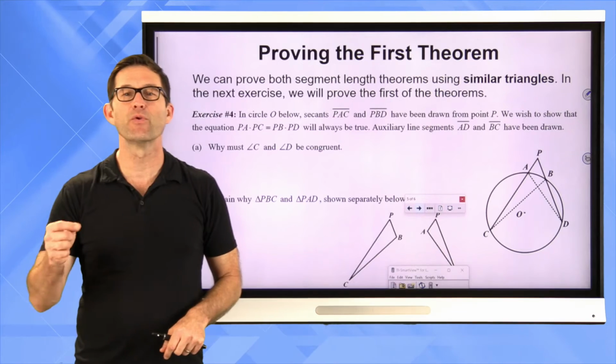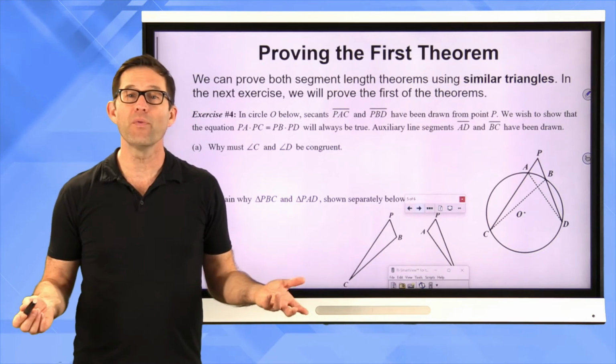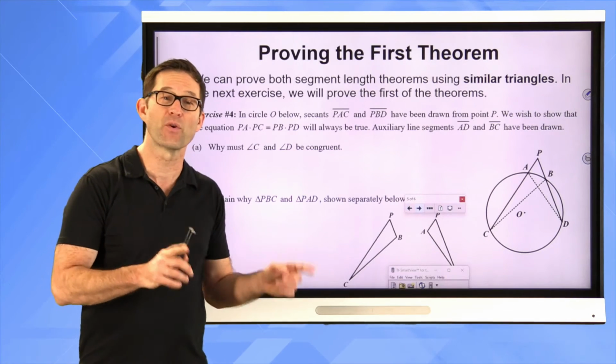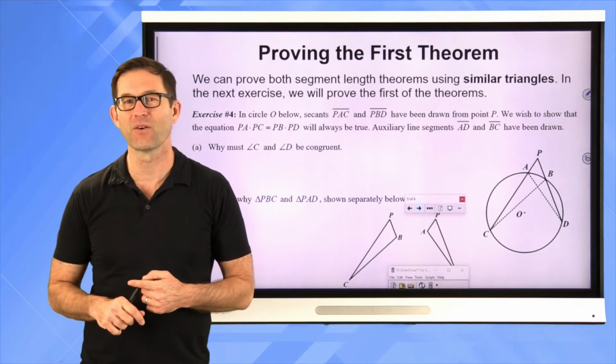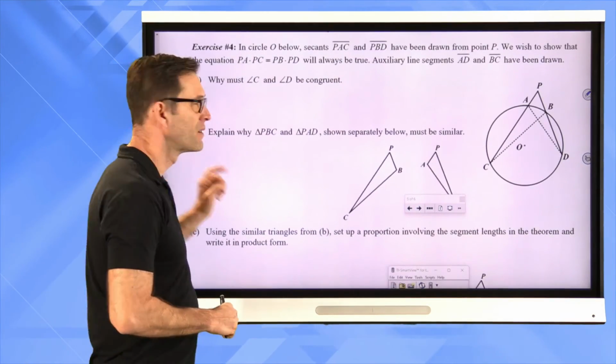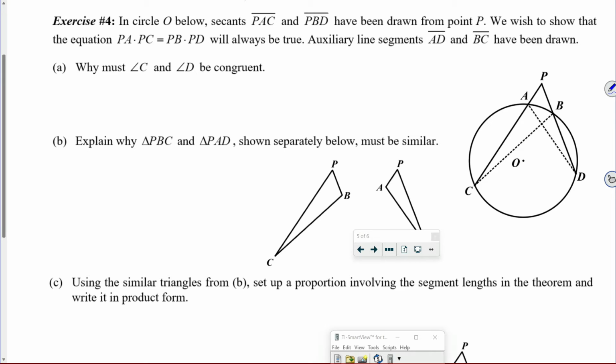Now, let's prove that first theorem. We can prove both segment length theorems using similar triangles. In the next exercise, we're simply going to prove the first one, and guess what? You get to prove the second one on the homework. All right, so let's take a look at exercise number 4. In circle O below, secants PAC and PBD have been drawn from point P. We wish to show that the equation PA times PC is equal to PB times PD will always be true.